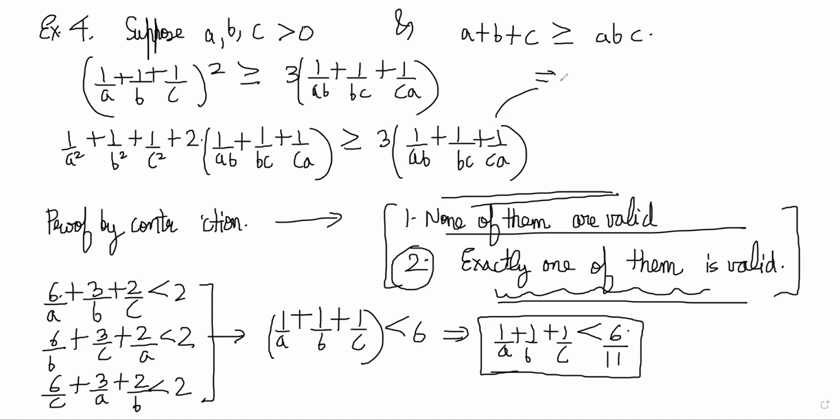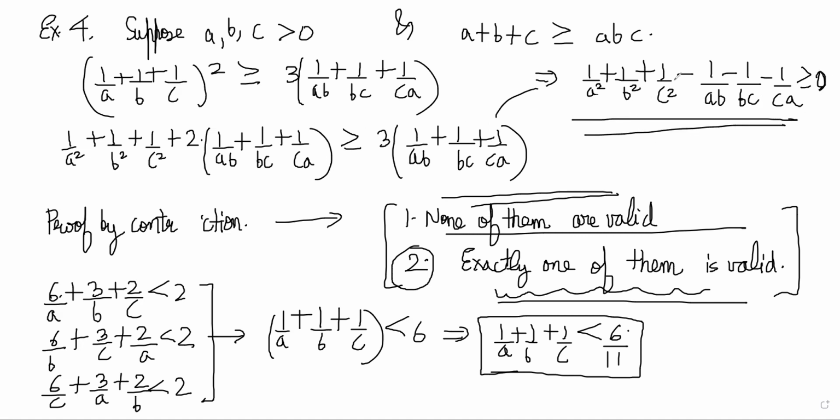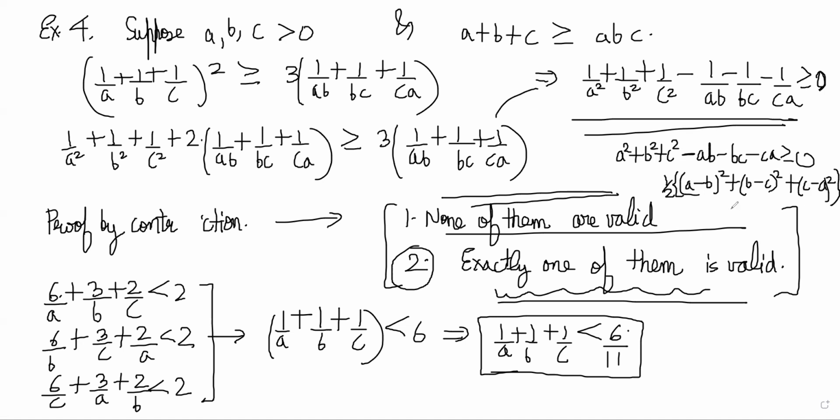this implies that you are saying 1/a² + 1/b² + 1/c² − 1/ab − 1/bc − 1/ca is greater than or equal to 0. Now this is correct, because we have a standard inequality like this, right? a² + b² + c² − ab − bc − ca is greater than or equal to 0, because it can be shown that this is half of (a − b)² + (b − c)² + (c − a)², right?